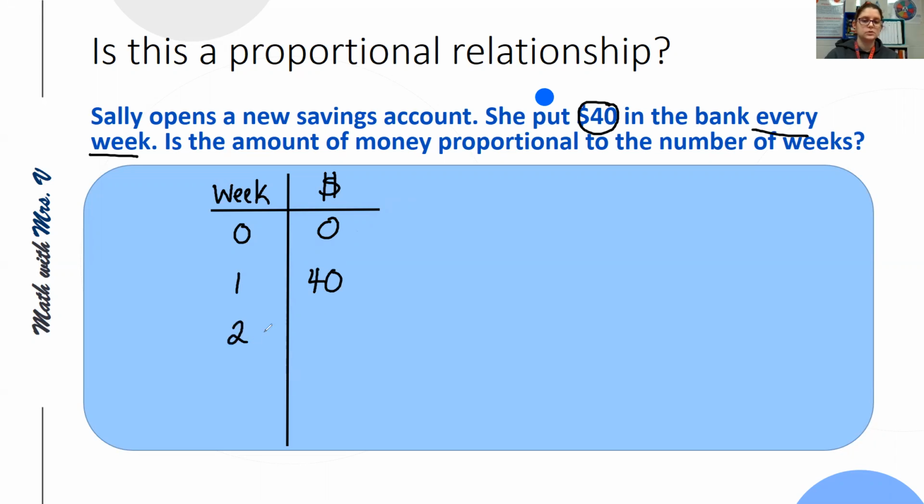At week 2, she put in another $40, so 40 plus 40 is 80. And at week 3, she put in another $40, so 80 plus 40 is 120. So now we check the unit rates. So is the amount of money per week proportional? We ignore the 0 week because we cannot change a 0 into a 1. So let's look at week 1.